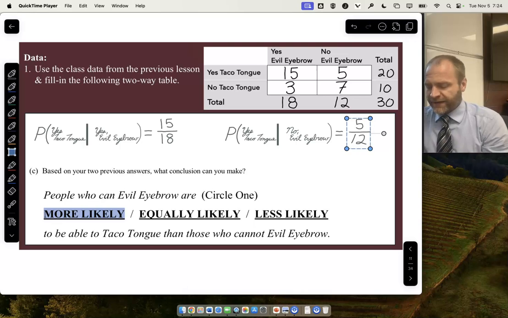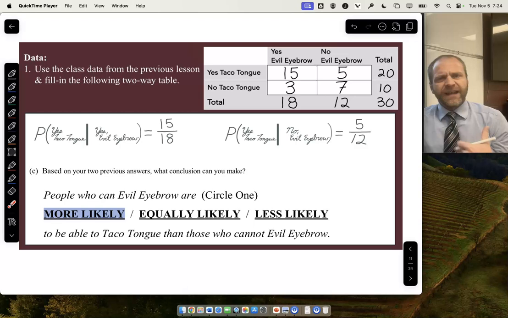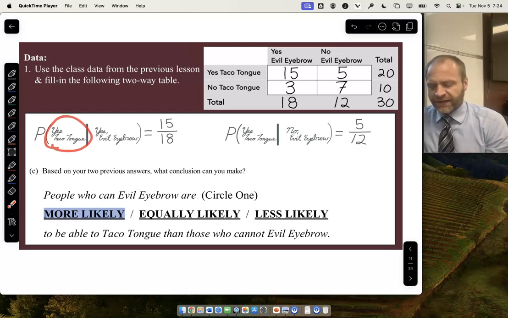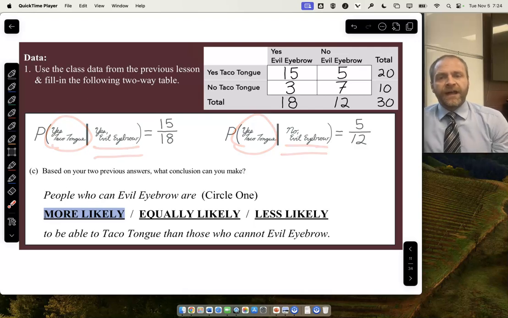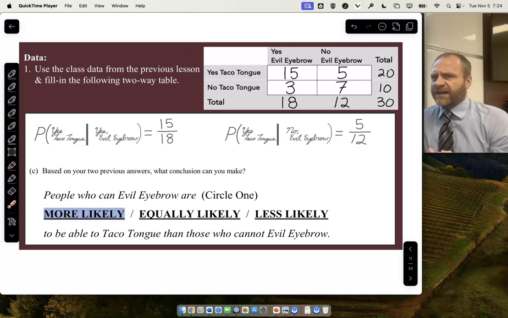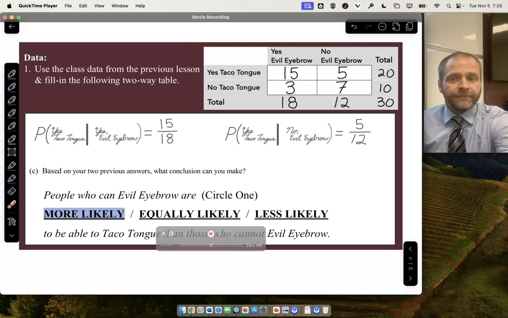So given that they have this ability, they will more likely be taco tongue. So if I'm trying to figure out, hey, can someone actually do a taco tongue? So can they do this? Their ability to evil eyebrow has an impact on that, which leads me to think that independence is going to play a role. And so that's where the next problem comes into play.